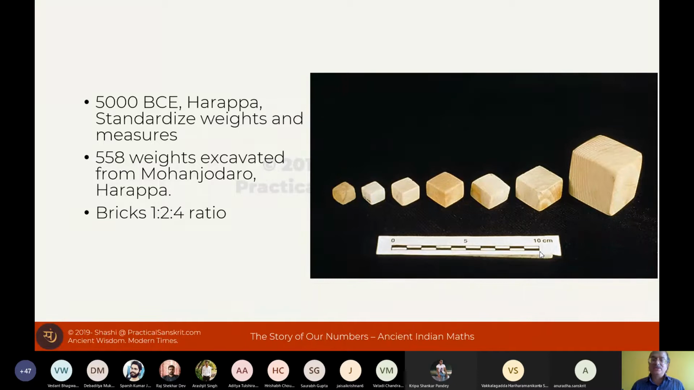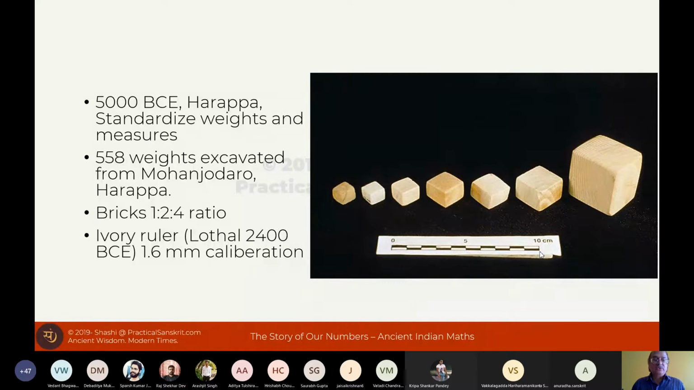And this standardization is a sign of great commerce. That's what happens in every civilization, that as soon as you have money, you trade with different people, you need some standardization so that there's no cheating going on or whatever. Right? So they've also found an ivory ruler in Lothal. This goes back to 2400 BCE, which has the smallest marking of 1.6 millimeter calibration, and the variation is almost negligible.